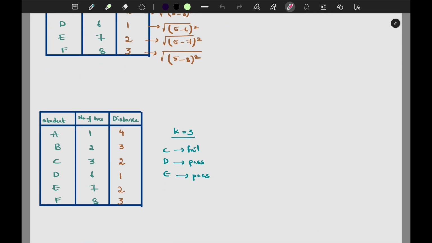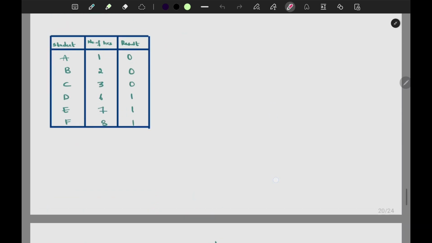Here, if I consider k equals 3, then I will be considering the nearest neighbors, which is nothing but considering the smaller distances, and the next one is either this one or this one. So I'll go ahead with these 3 students, which are C, D as well as E. If I go back and look, C is fail, D is pass, and E is pass.